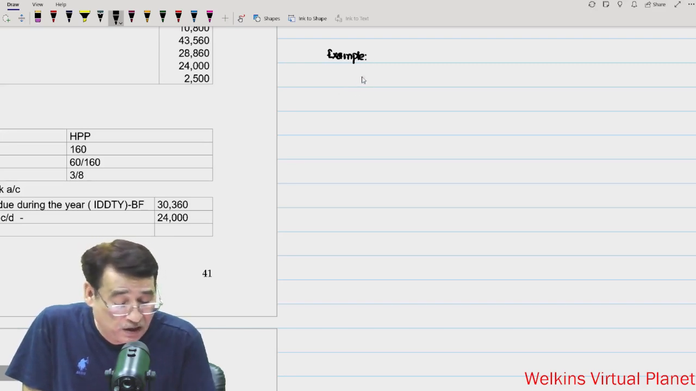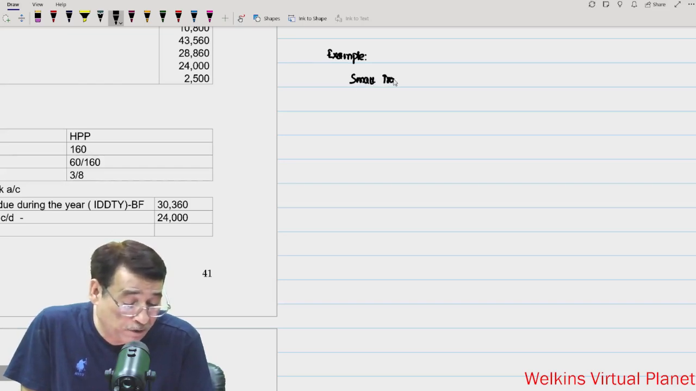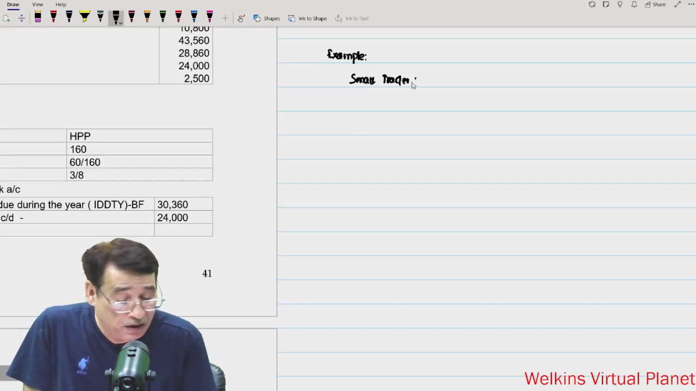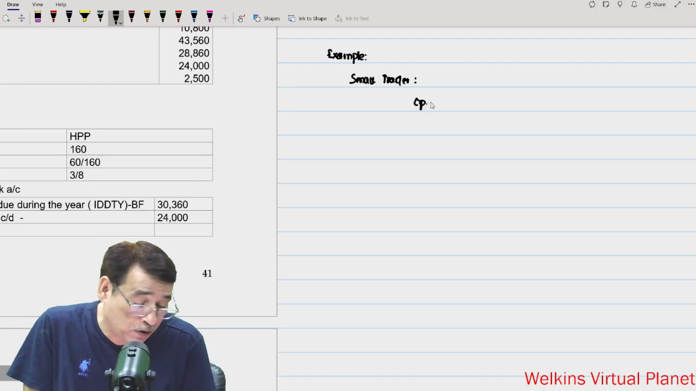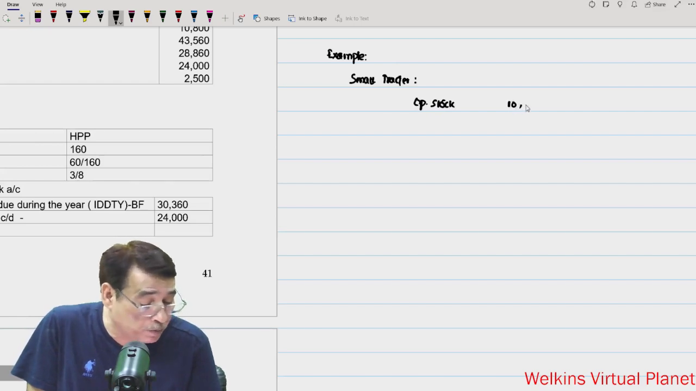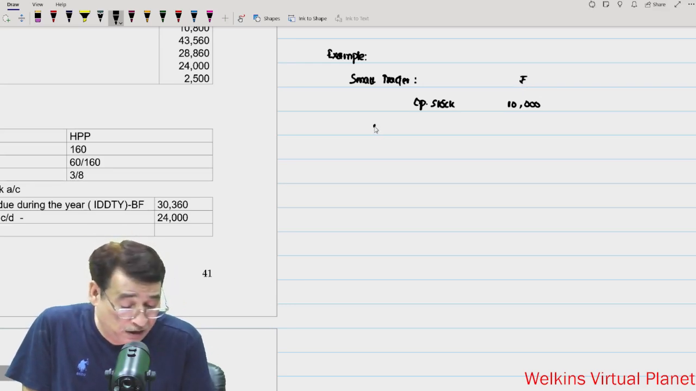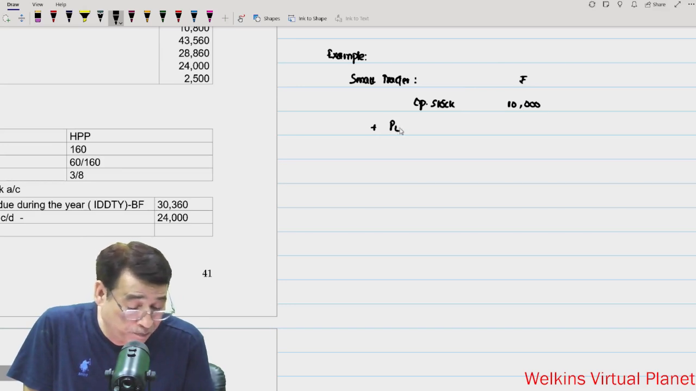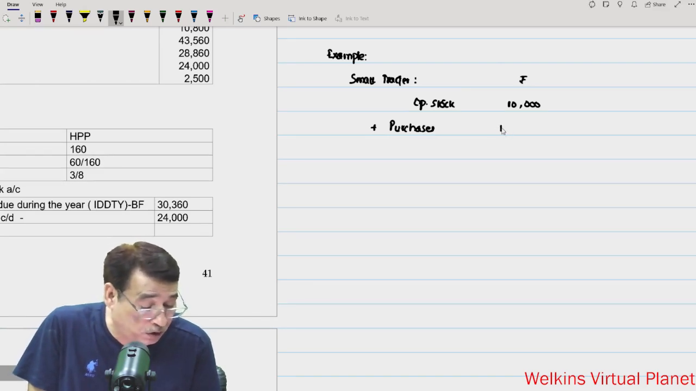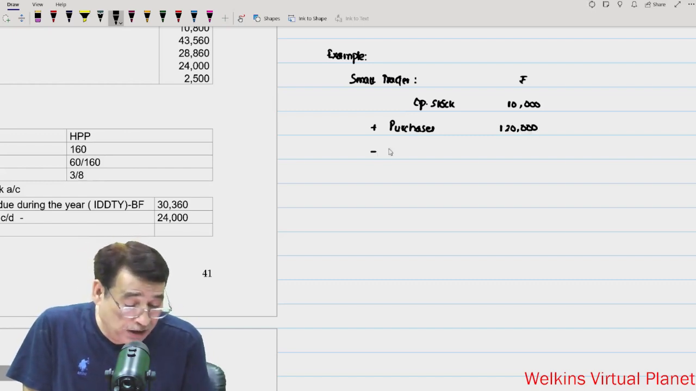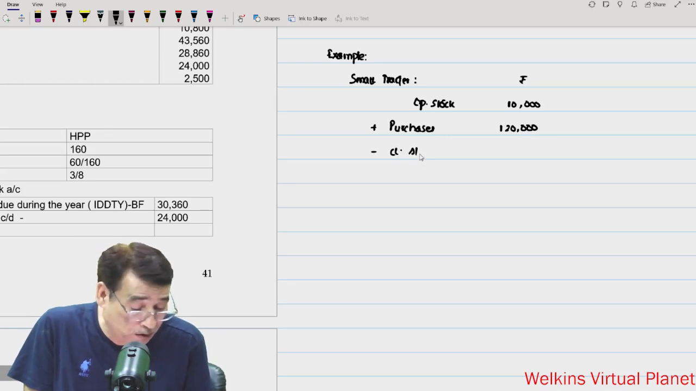Let us say there is a small shopkeeper or a small trader, and some information regarding this trader is given. Let us say he has opening stock in his go down worth rupees 10,000. He already has opening stock of rupees 10,000. And in the current year, he purchased some goods. Let us say his purchases were 1,20,000. And by the end of the year, he still has closing stock of 30,000.